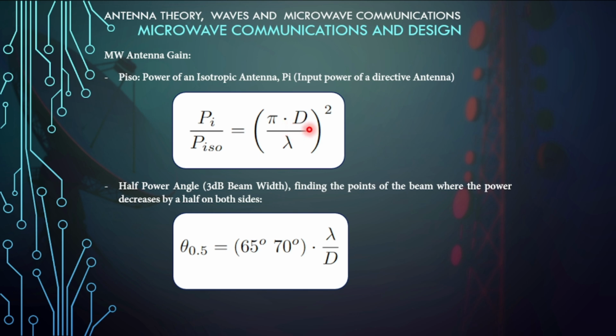Also another parameter, which is the half power angle, or the angle of the beam at half power. This is where the points intersect with the beam where the power decreases by a half, or 3 decibels, on both sides of the beam. So theta 0.5, or half power angle, is around 65 degrees to 70 degrees times lambda over d. Lambda is the wavelength in meters, of course, and d is the directivity in decibels.